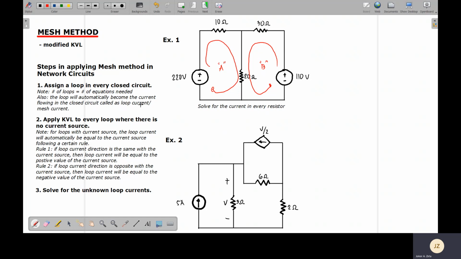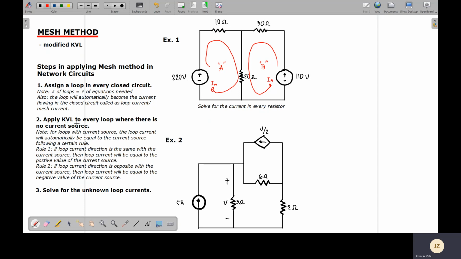Now, take note also that the loop will automatically become the current flowing in the closed circuit, called loop current or mesh current. Therefore, if this is my loop A, automatically this is also my current IA, loop current IA flowing along this closed circuit. And then, if this is my loop B, then this is also automatically my current IB flowing on this closed circuit. Now, let's proceed with step number 2.